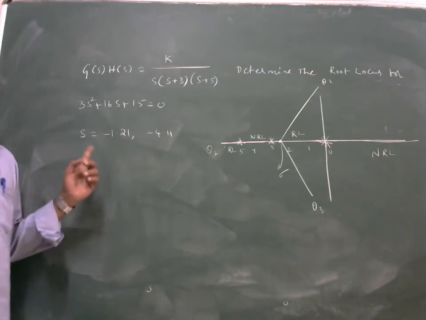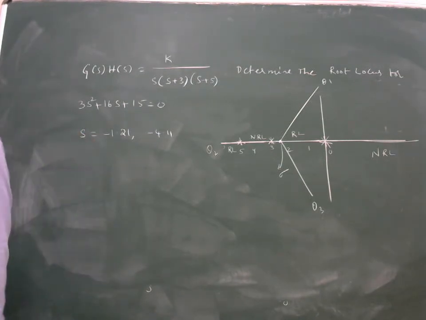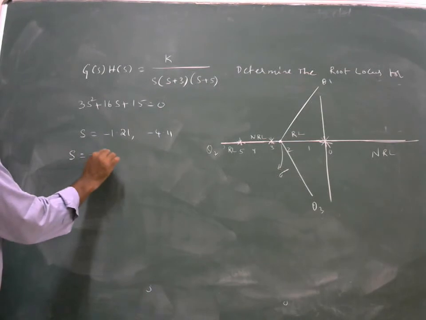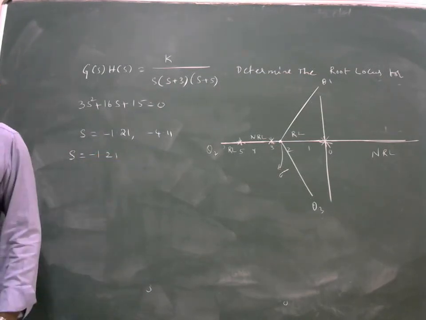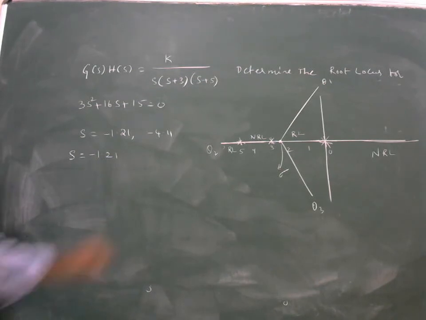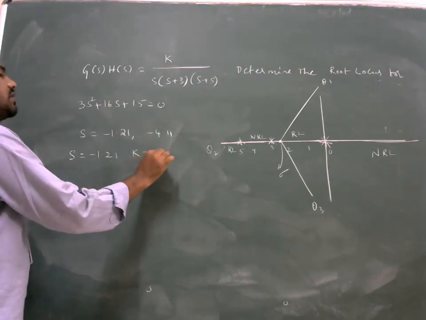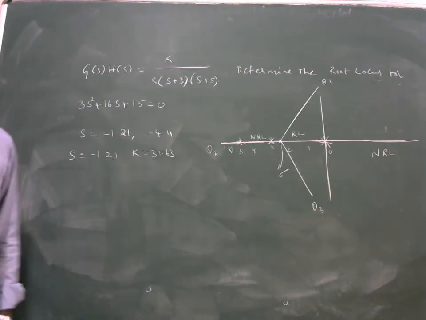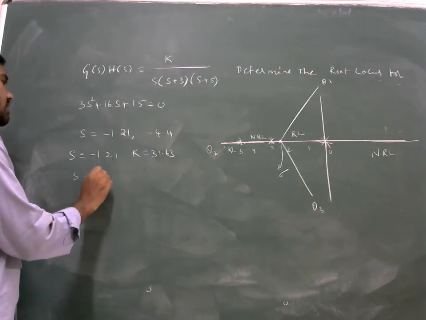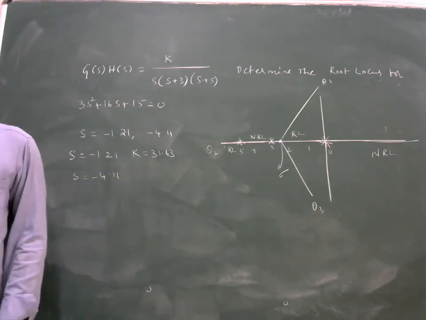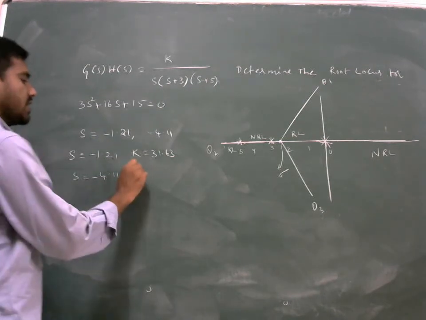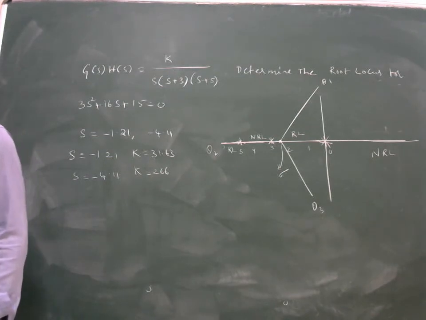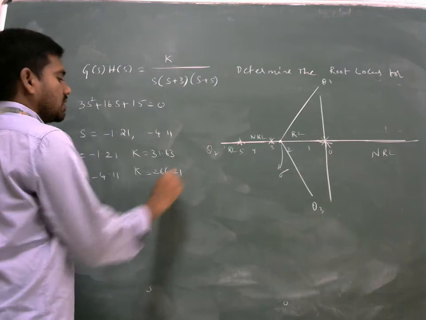Now we need to substitute these s values in k. If I substitute s is equal to minus 1.21, then the k value we got is k is equal to 31.63. Similarly, if I substitute s is equal to minus 4.11, then the k value we are getting is k is equal to 266.21.